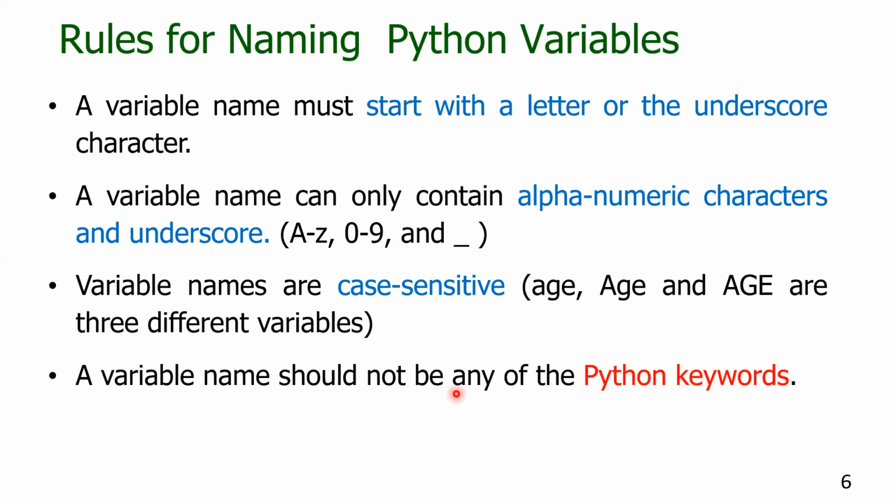A variable name should not be any of the Python keywords. Python has certain keywords and whatever variable name is used by the program should not be one of these Python keywords. So these are the naming rules. Whenever we write programs, we have to keep these rules in mind before declaring or using any variables.